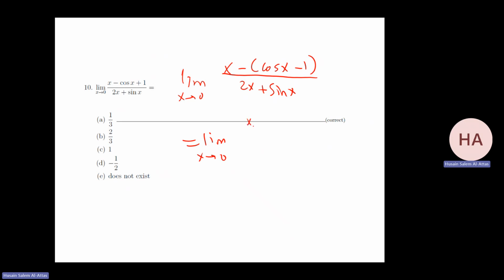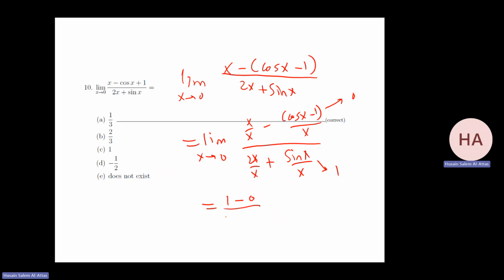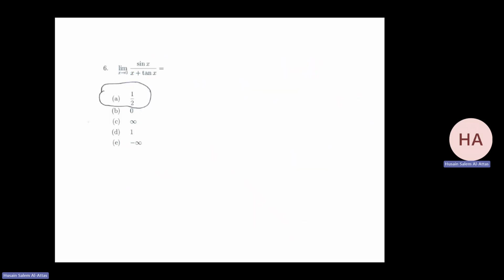I have x over x, cosine x minus 1 over x. I have 2x over x plus sine x over x. This is 0. This is 1. This is 1 minus 0 over 2 plus 1. That will be 1 over 3. That will be my answer.